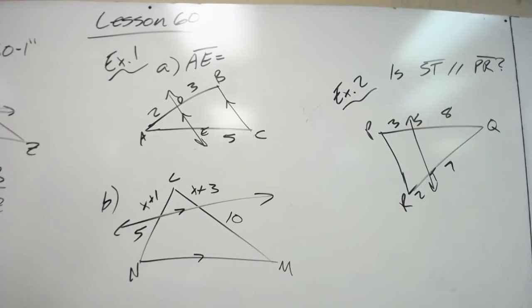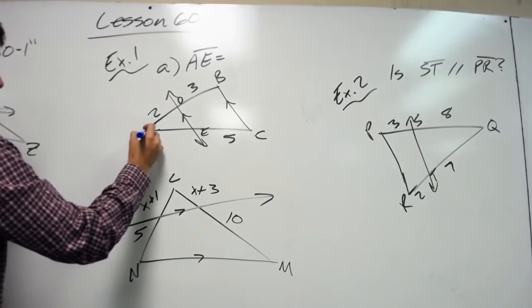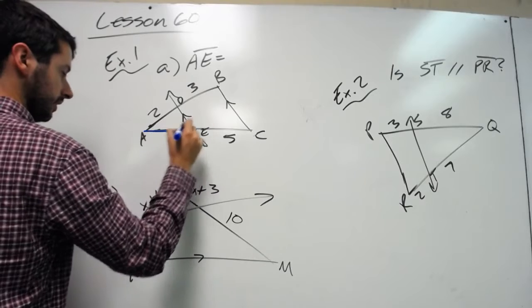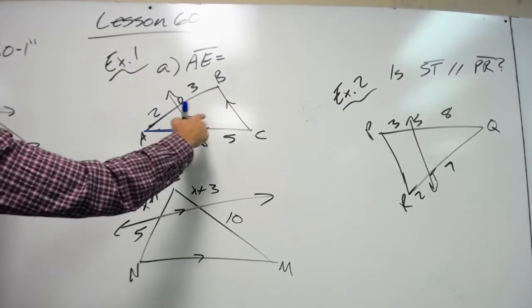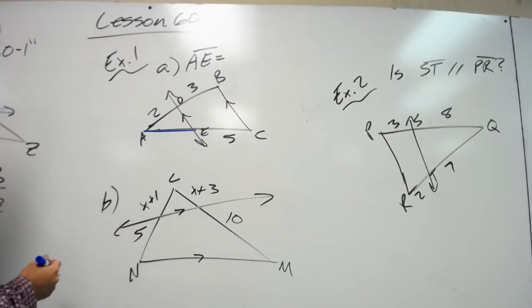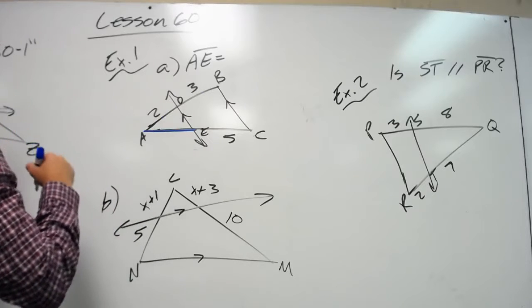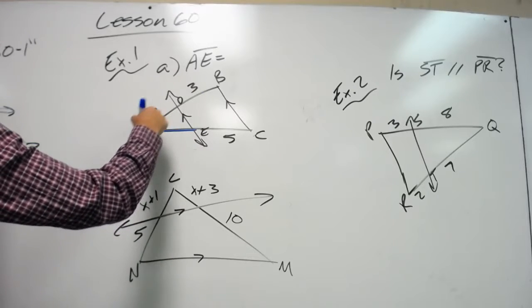Example 1, A says to find AE. I'll show you where AE is. That's AE. We're going to use the triangle proportionality theorem because we see these little parallel signs, and it intersects opposite sides here. We're going to do top over bottom.